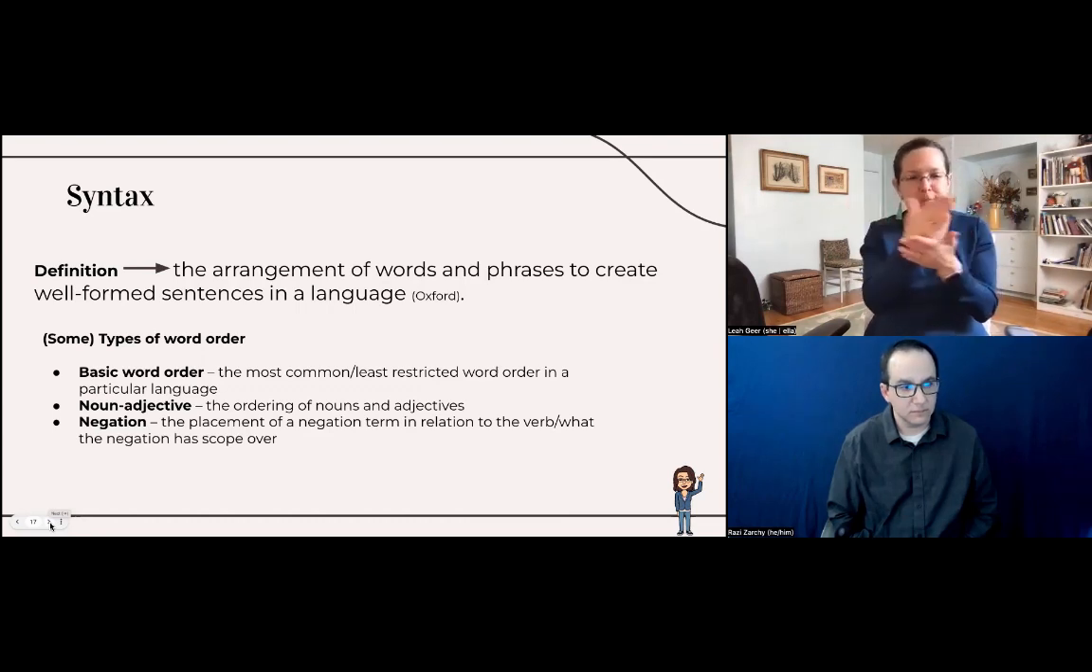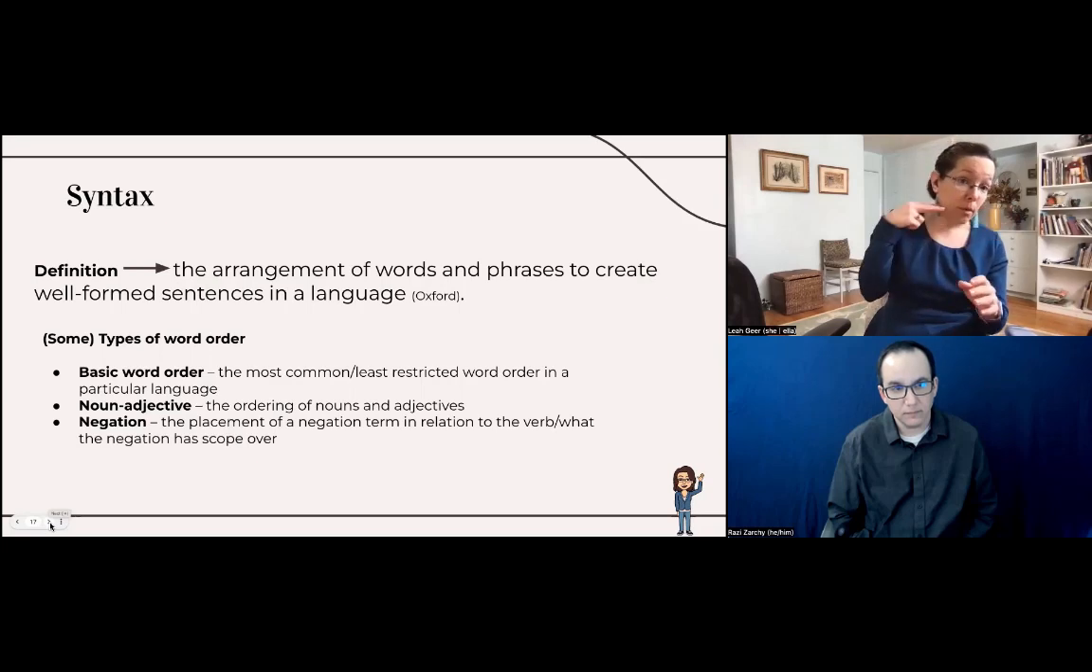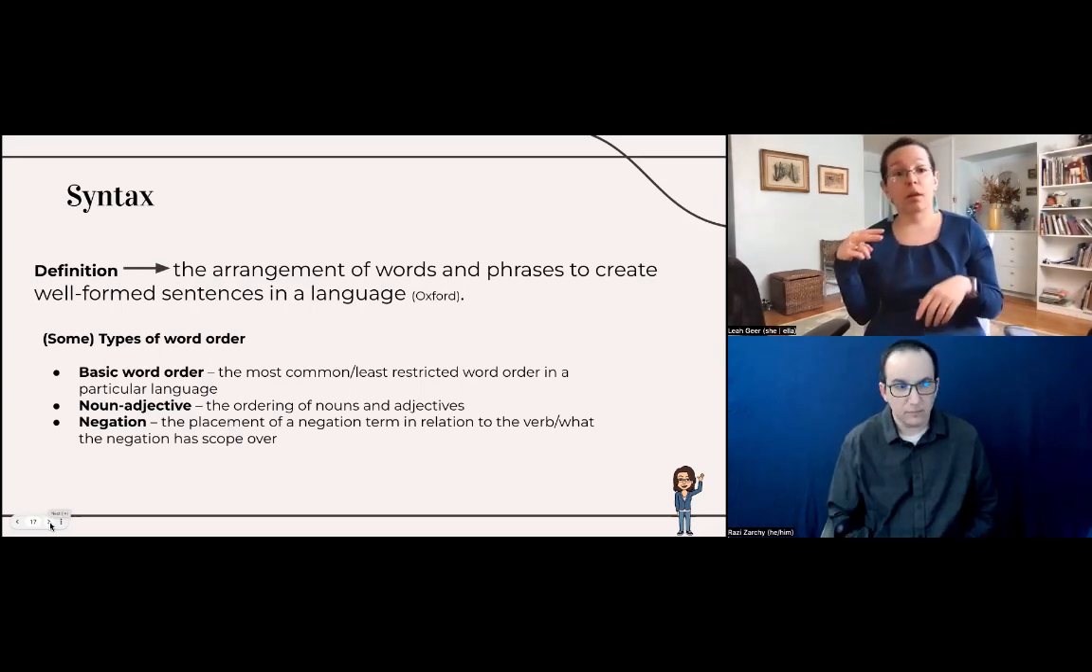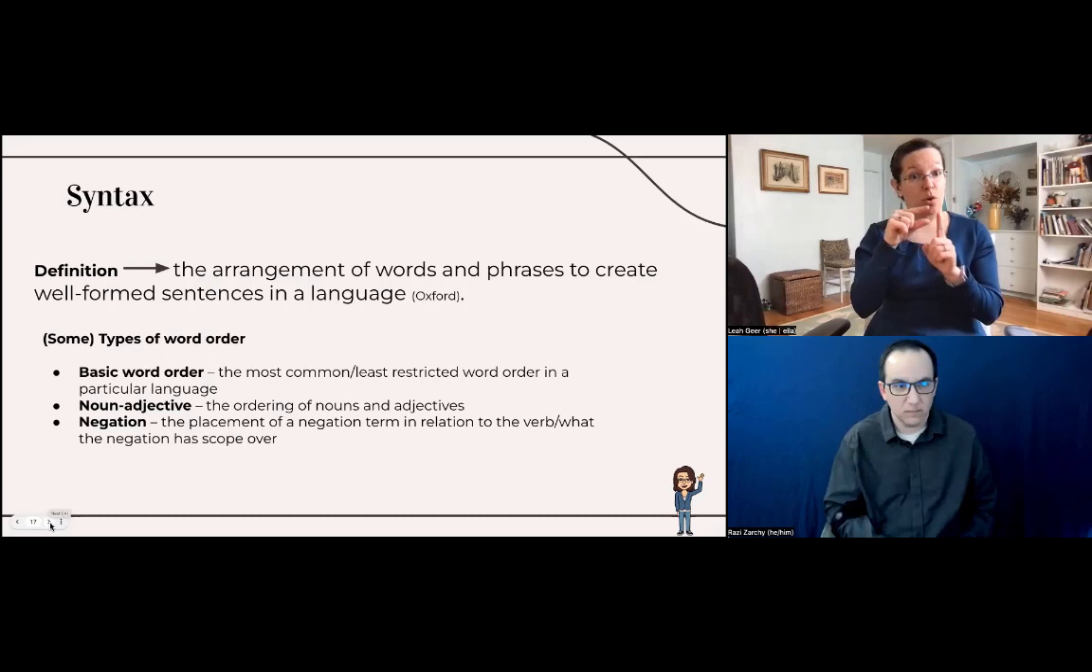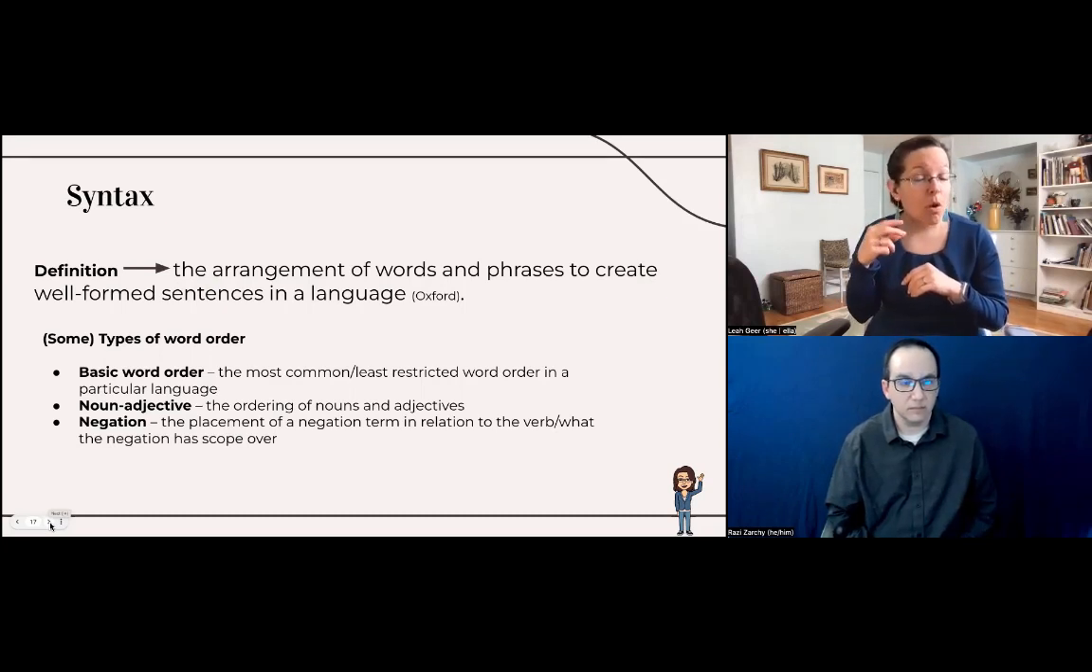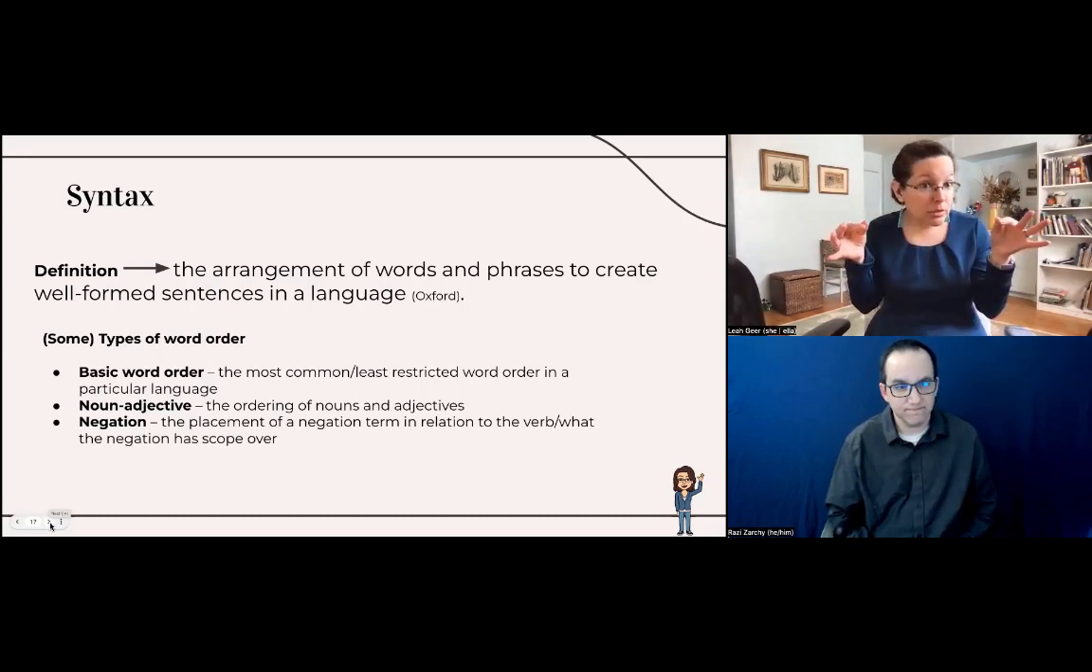Now, noun adjective word orders would be the ordering of nouns and adjectives. Which is it that comes first, right? The noun followed by the adjective, or the adjective followed by the noun. Another type of word order you'll find within syntax is negation, right? In what order does the negation follow? Does it precede the verb or does it not? Does it come after the fact? And in adding the negation, does it affect only the verb, or does the entire clause then get negated by its insertion? There are different rules that dictate how and when it's appropriate to use.